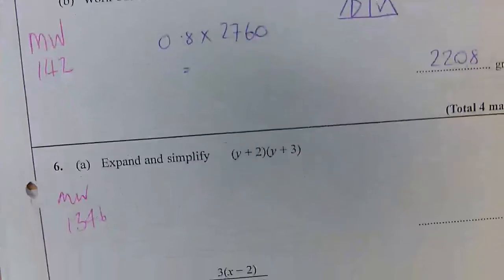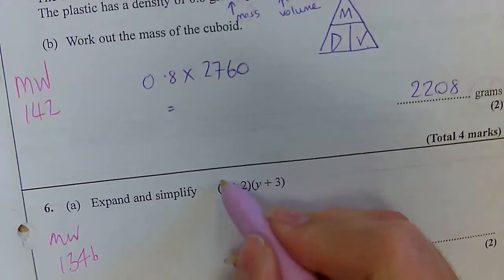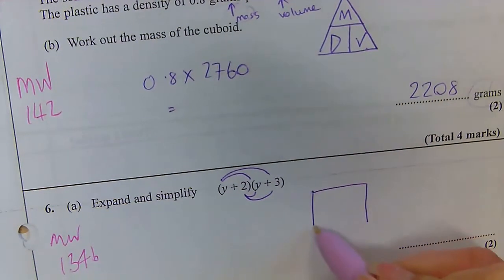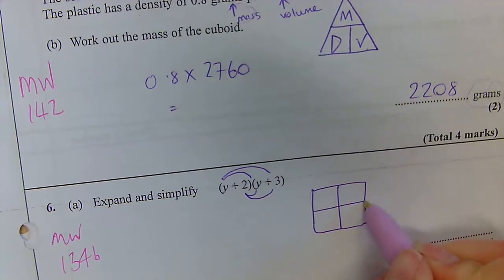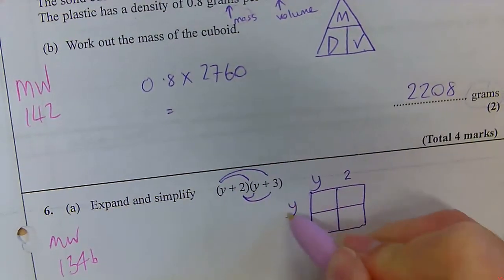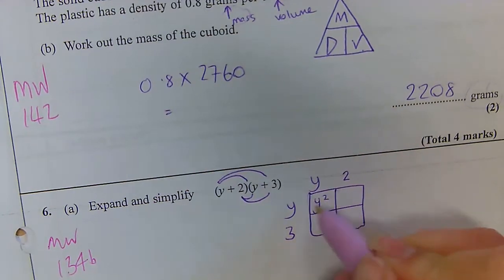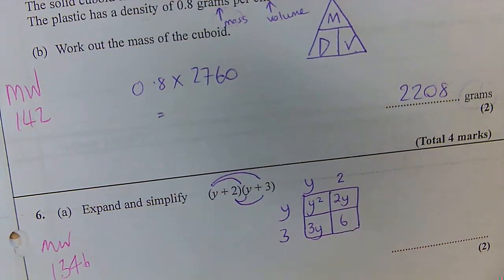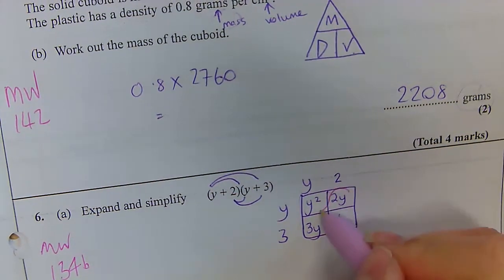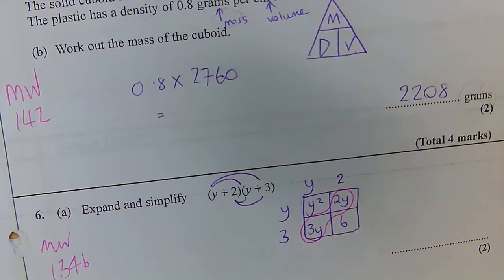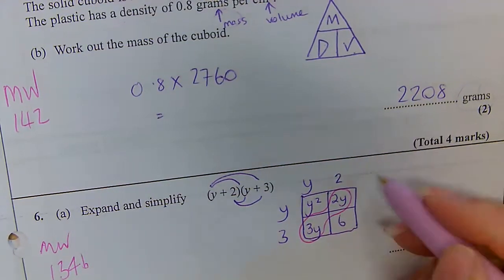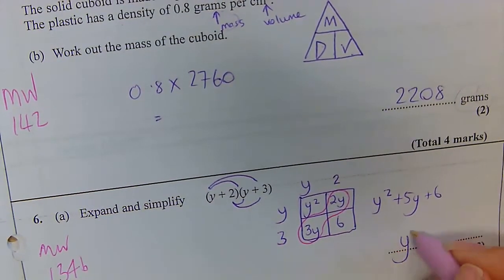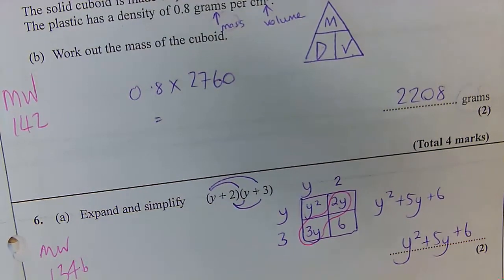Okay, question 6, expand and simplify. So again, first, outside, inside, last, or you can use your window method, whatever one you prefer. I'll do the window this time. So we've got y, 2, y, and 3. Y times y is y squared. Y times 2 is 2y. Y times 3, 3y. 3 times 2 is 6. If we're doing this way, I like to do the window peanut, and then you add together the bits in the peanut. So we've got y squared plus 5y plus 6. And there's our answer.